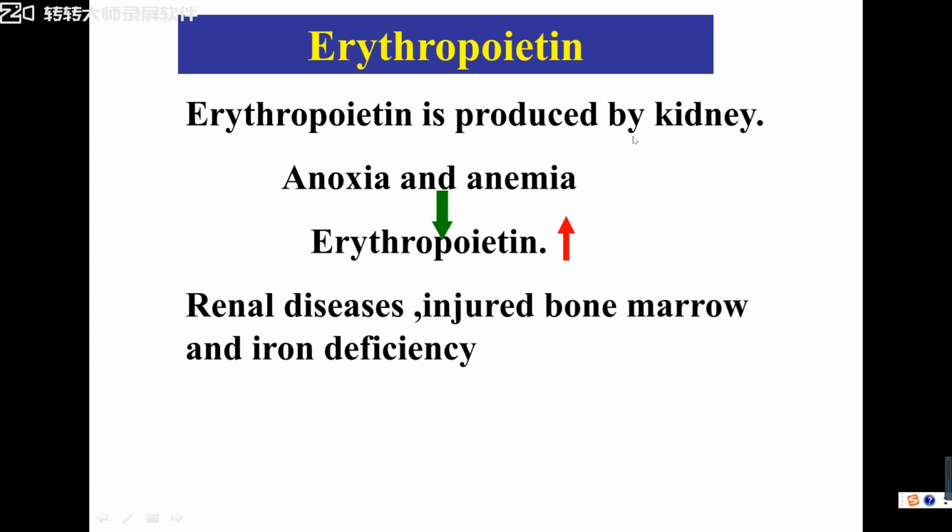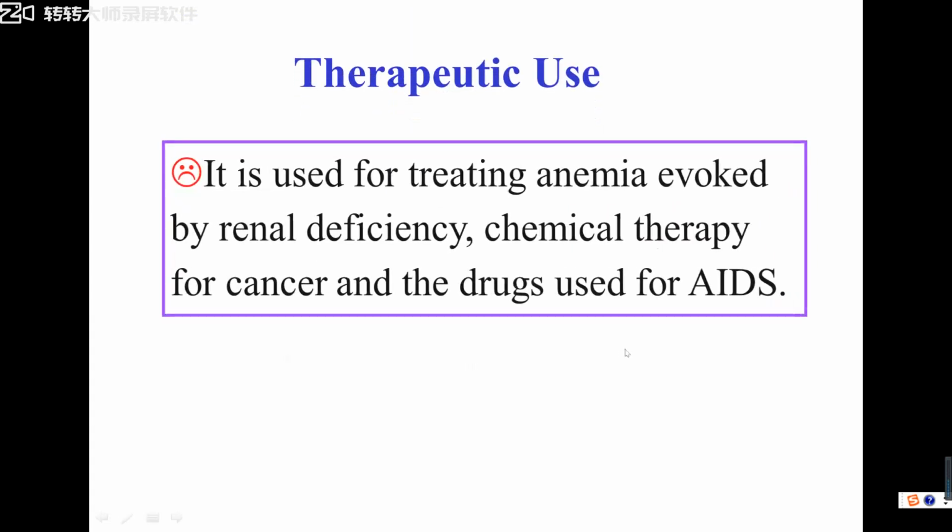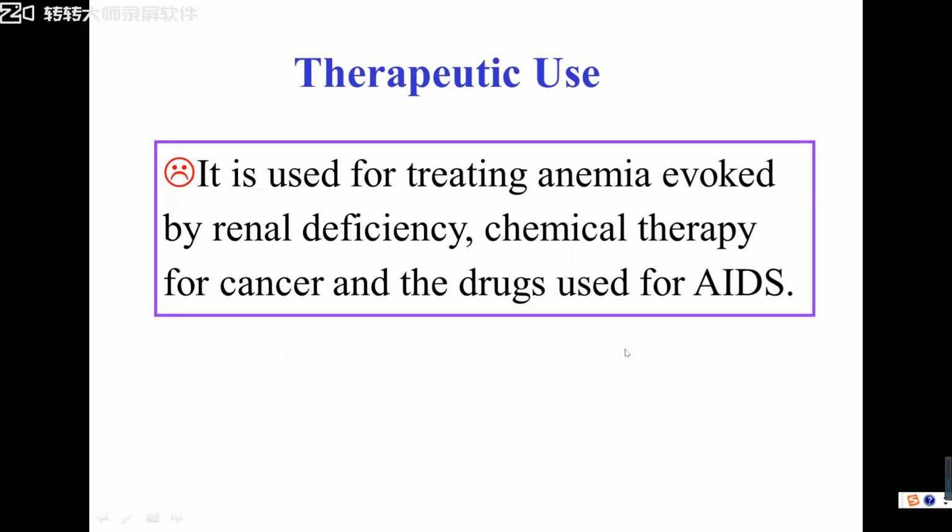EPO is produced by the kidney. Anoxia and anemia induce EPO to increase, while some renal disease injuring the bone marrow and iron deficiency decrease it. EPO is used for treating anemia evoked by renal deficiency, chemotherapy for cancer, and the drugs used for AIDS.